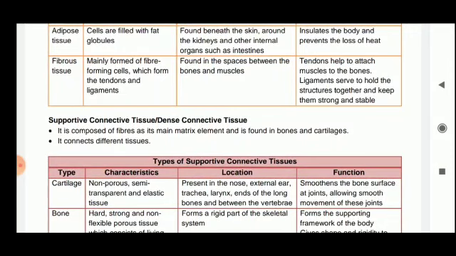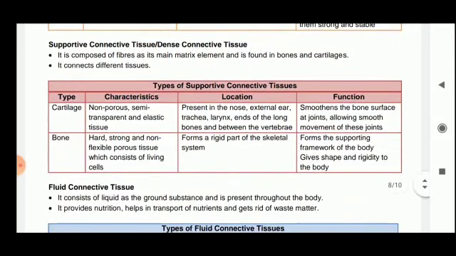It connects different tissues. Now let's move to its various types. There are two types. One is the cartilage, second is the bone. So proper or supportive connective tissue is of two types. One is the cartilage, second is the bone. And cartilage is what? Non-porous, semi-transparent and elastic tissue.